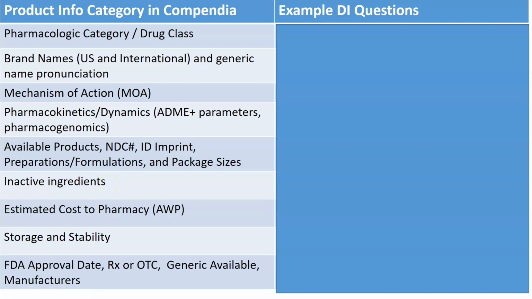We'll look at where you can find information about inactive ingredients. Sometimes our patients will have an allergy to something like a dye, or they are intolerant of lactose, and so they'll ask if those ingredients are in their pills, for example. We can find information about roughly what the drug costs the pharmacy to purchase it. And then finally, the last two things have to do with storage and stability, and also information about the drug's approval through the FDA and whether there are generic drugs available. So these are the large categories.